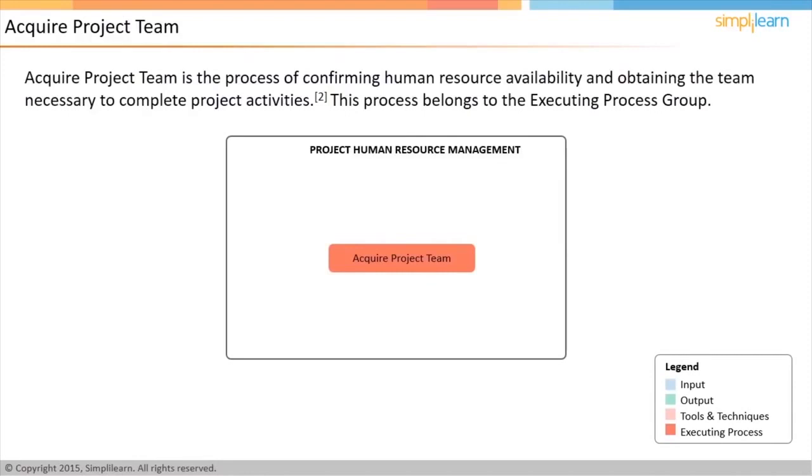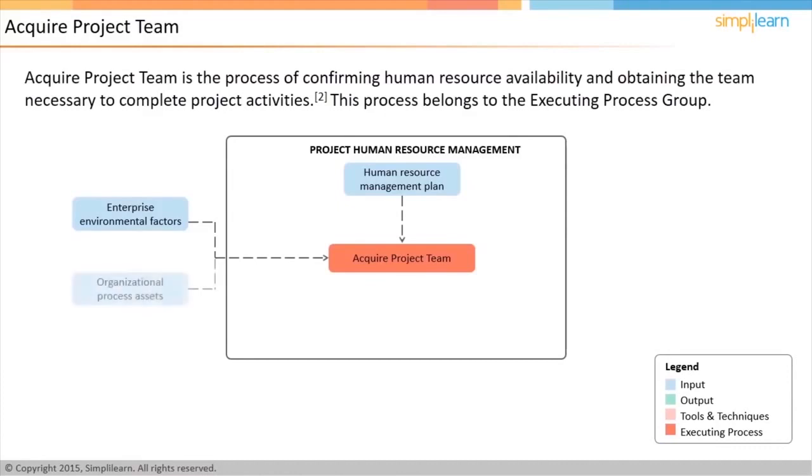The key input is the Human Resource Management Plan. Enterprise environmental factors help understand which team members will be available to work on the project, how much they will cost, etc.